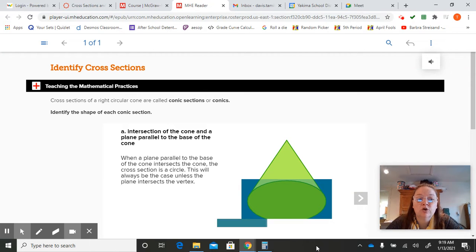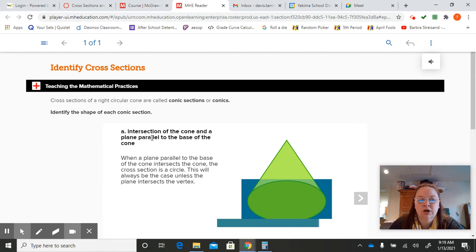In this example, we're going to look at cross sections. So not necessarily symmetry, but just cutting things in sections. So cross sections of a right circular cone are called conic sections or conics.